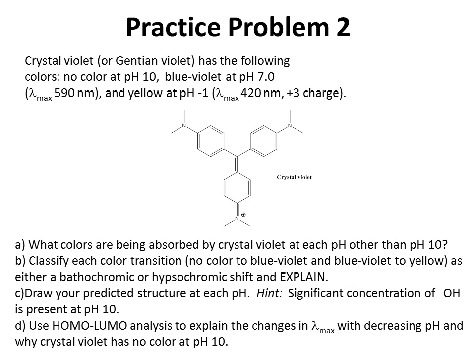Use, in part D, HOMO-LUMO analysis to explain the changes in lambda max with decreasing pH and why crystal violet has no color at pH 10. We have to think about conjugation in these situations so that you can understand why there's no color at pH 10. You will want to pause the video now so that you can work on this practice problem.